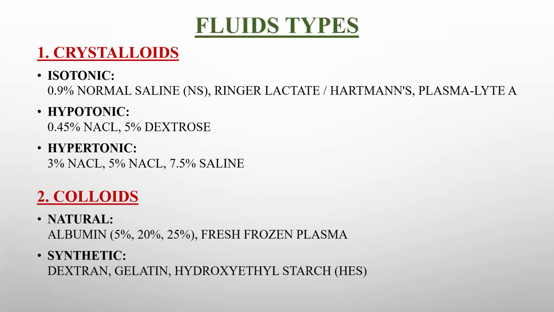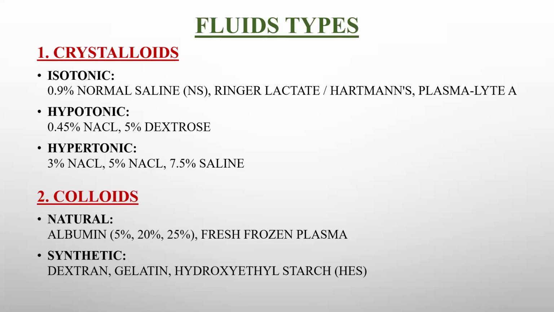Sir, I'll continue with the fluids also, sir. Yeah. So the fluids can be divided into crystalloids and colloids. Crystalloid is an aqueous solution which is composed of water and small solutes such as electrolytes and glucose, and it can be categorized based on whether they are hypotonic, isotonic, or hypertonic. The isotonic ones are 0.9% normal saline, Ringer's lactate, Plasma-Lyte A. Hypotonic are 0.45% NaCl and 5% dextrose. Hypertonic are 3% NaCl, 5% NaCl, and 7.5%.